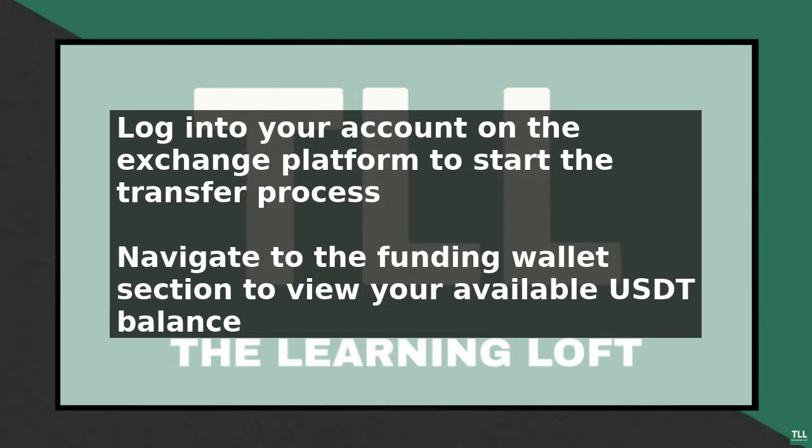To transfer USDT from funding to spot, start by logging into your account on the exchange platform. Navigate to the Funding Wallet section, where you can view your available USDT balance. Next, click on the Transfer button and select the destination as Spot Wallet.